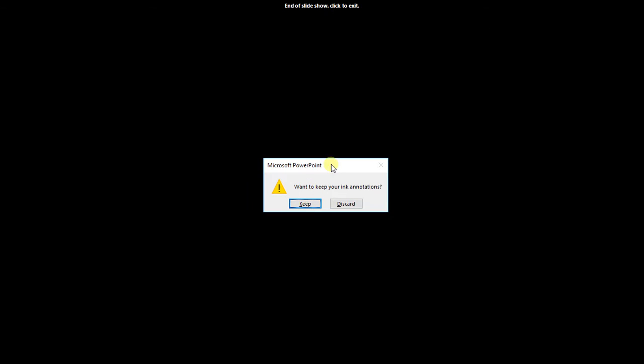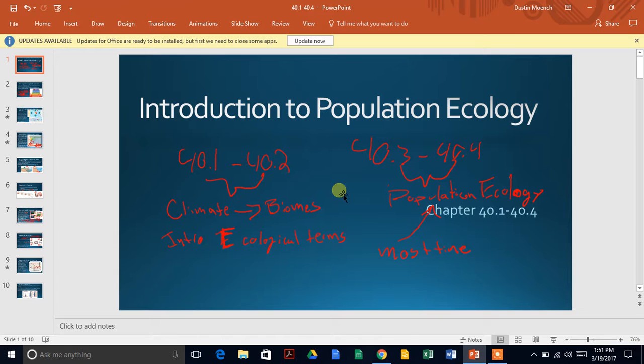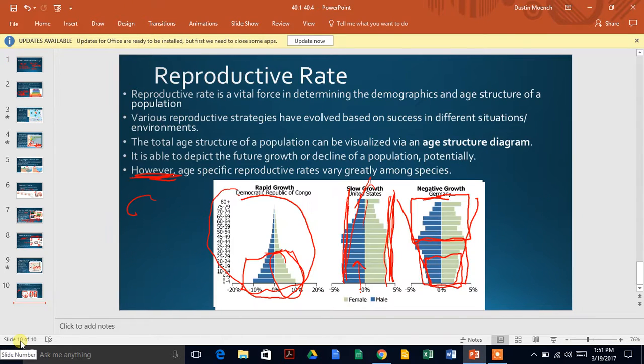So this is going to be kind of the end here for the first few chapters, the first few sections on population and population ecology, and we'll talk more about that and what the important takeaways are in class.